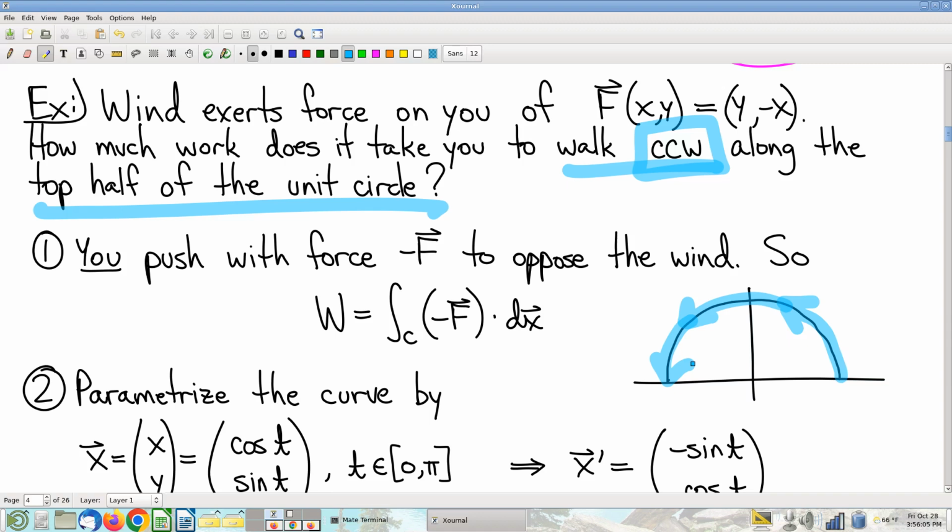And I want to compute the amount of work, it says here. Compute how much work. And so we're going to be computing a vector line integral per the earlier derivation. Does that make sense to everybody? Work is a vector line integral. We're computing work, so we have a vector line integral.